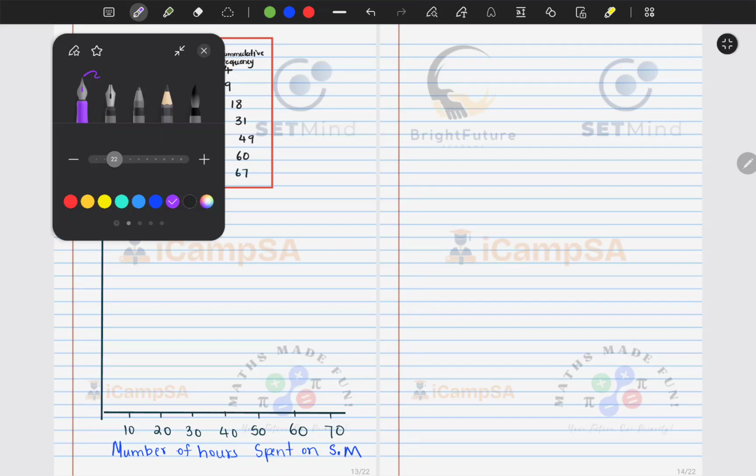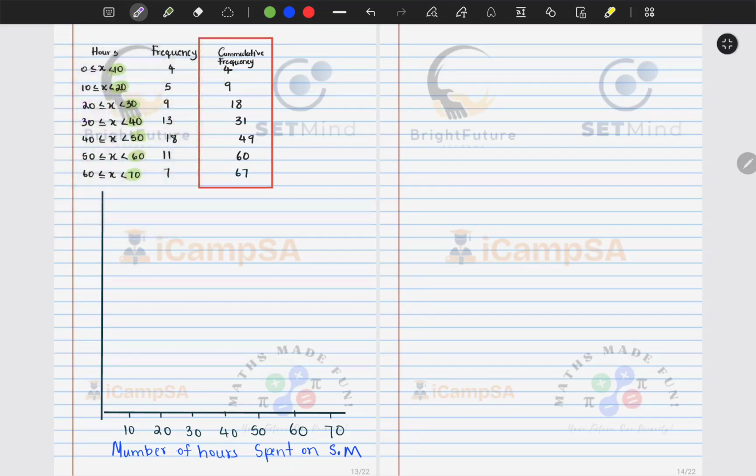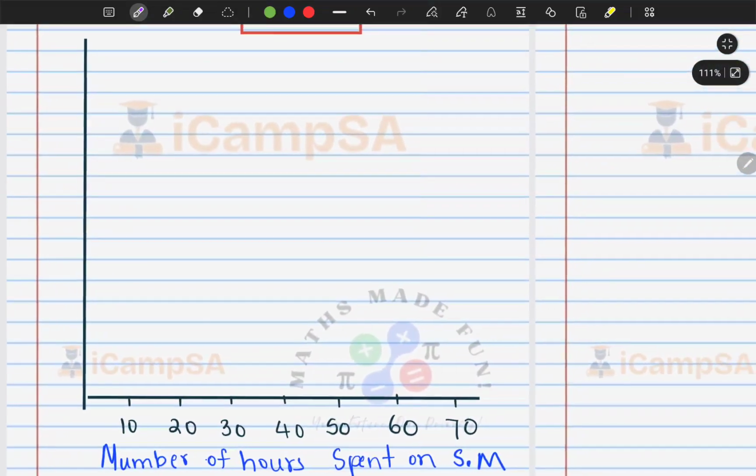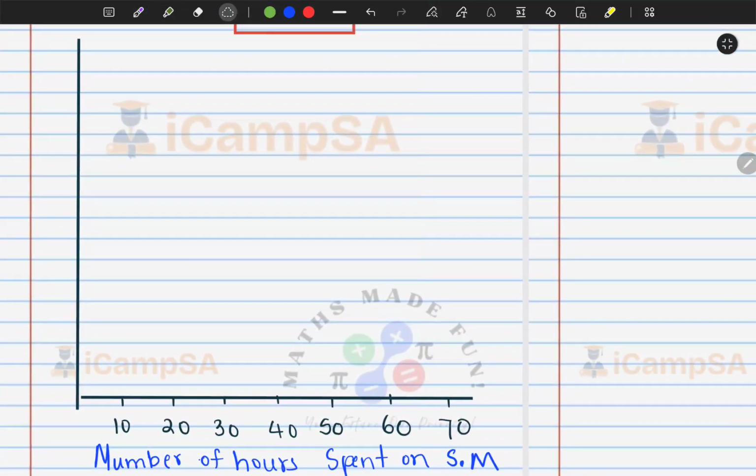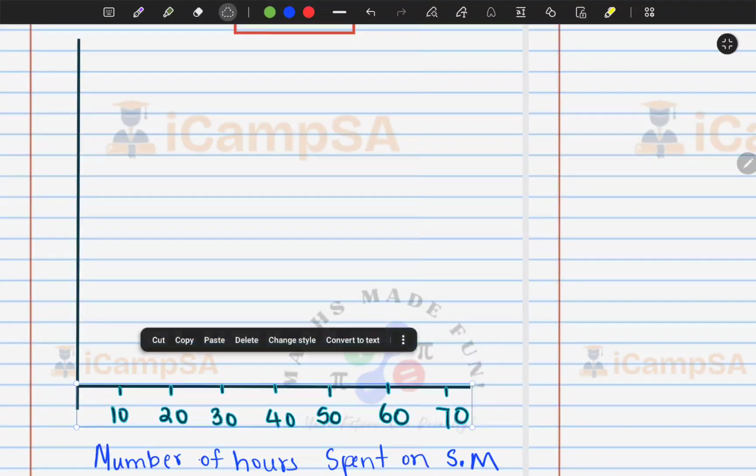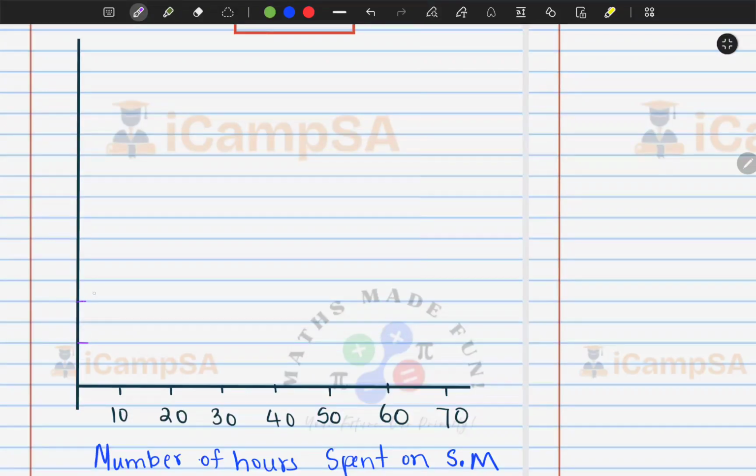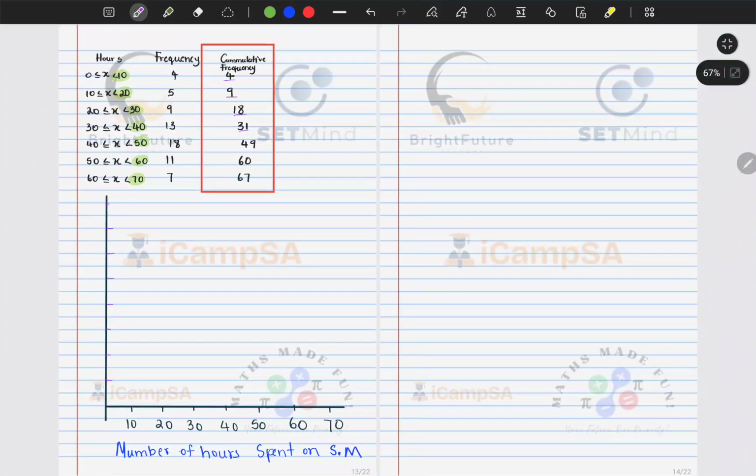Then on the vertical axis, if you think about it carefully, we are going to have our cumulative frequency. But now I need a scale. So I have a 4, a 9, an 18, and so on. So I'm going to try 5. Let's see how that goes. If I say I have a 5, a 10, a 15, a 20, 25, 30, 35, 40. Okay, so that doesn't look like it's going to work, because I need to eventually get to 67.